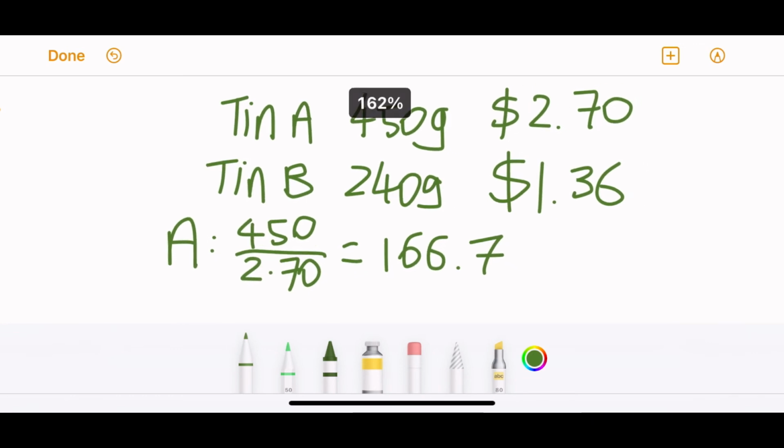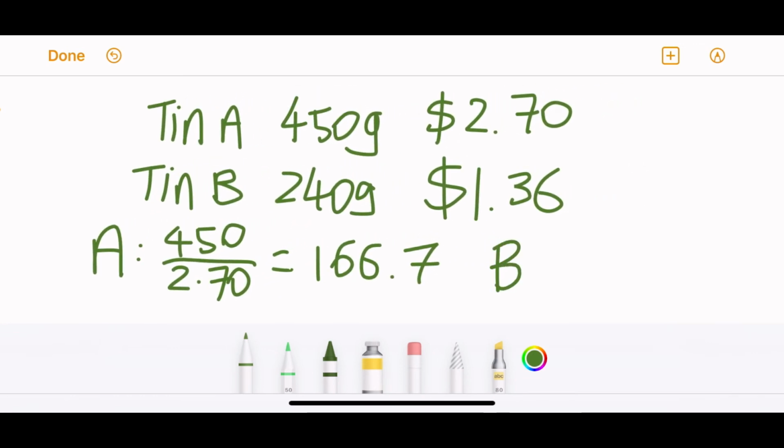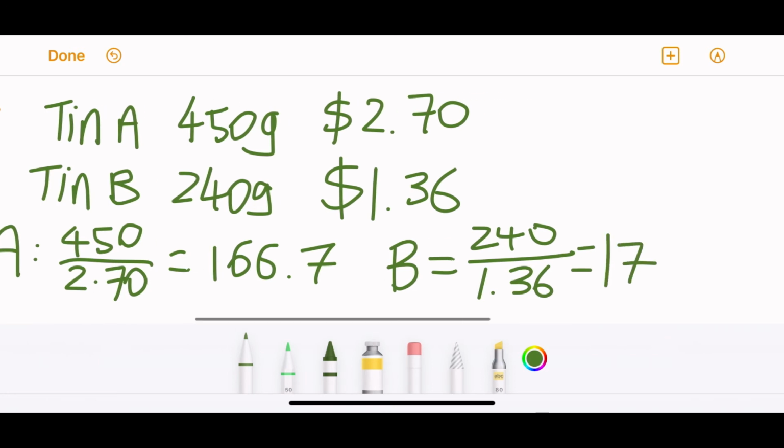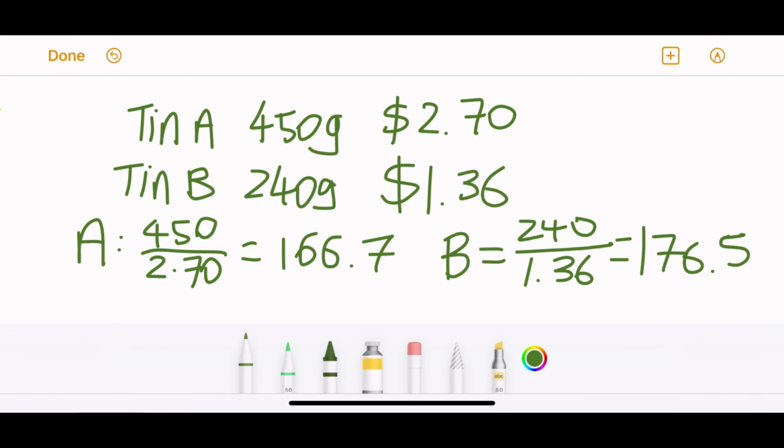And then I'm going to do the same thing for tin B. For tin B, I'm going to do 240 grams divided by 1.36. That would be 176.5 to the nearest decimal place. Now it's much easier because all we have to do is to compare these two numbers. And these two numbers are in grams and are the amount of pineapples we can get for $1.